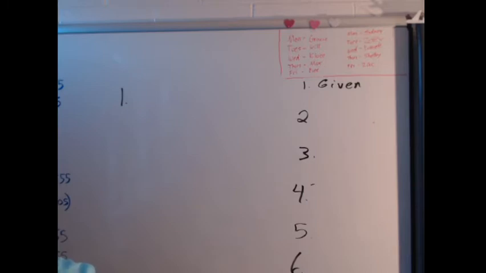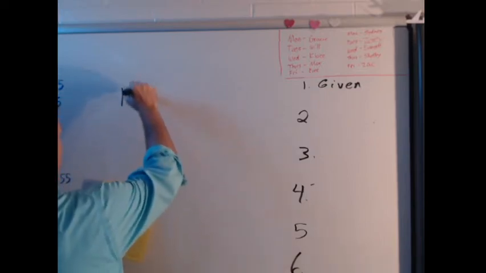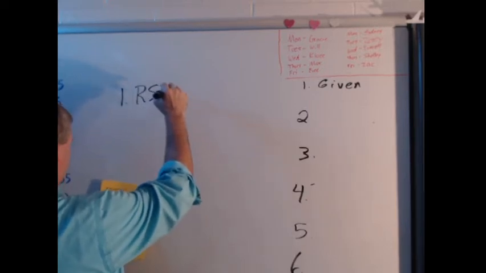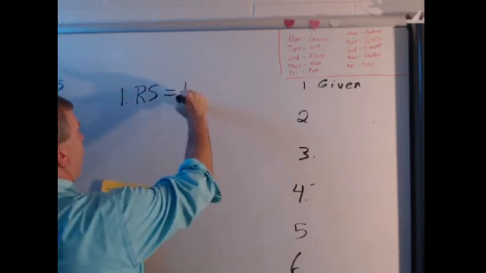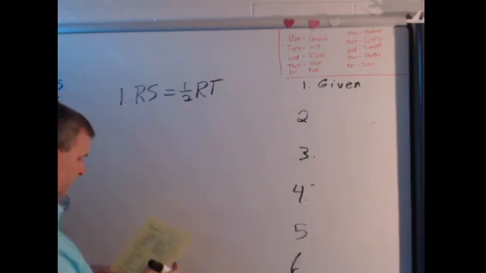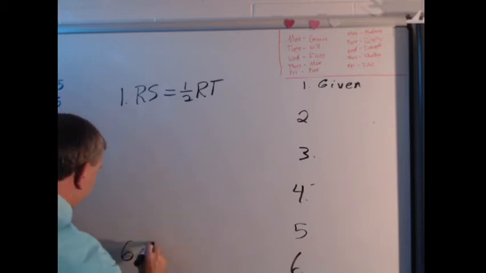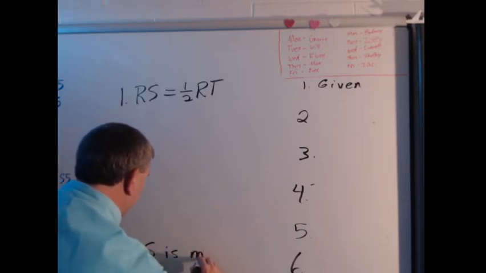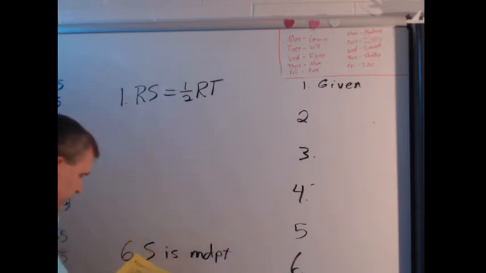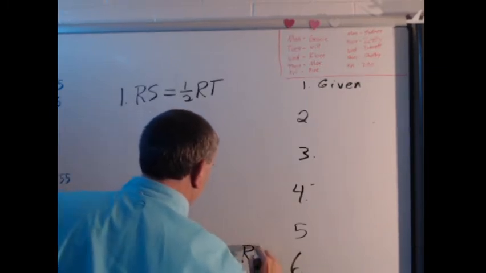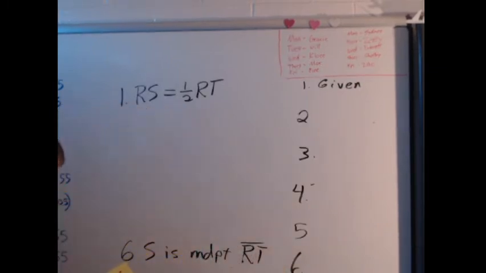And so we are on page 22, and we're looking at number 8. Page 22 and looking at number 8. So I have RS is equal to 1/2 RT. That is given. Now at the very bottom, since this is 6, I've got to prove that S is the midpoint of RT. Okay, S is the midpoint of RT.